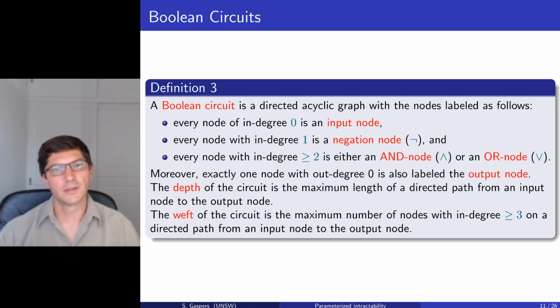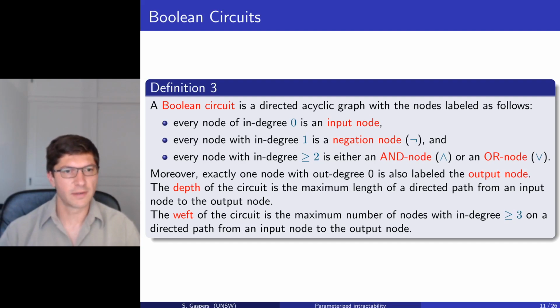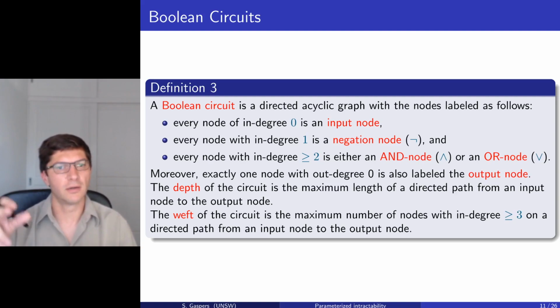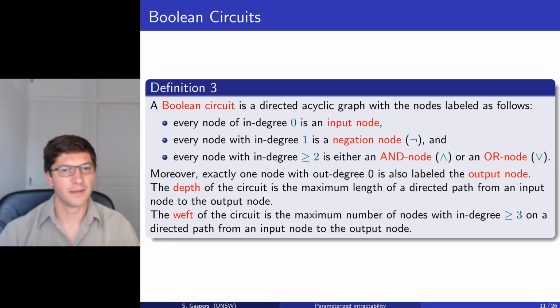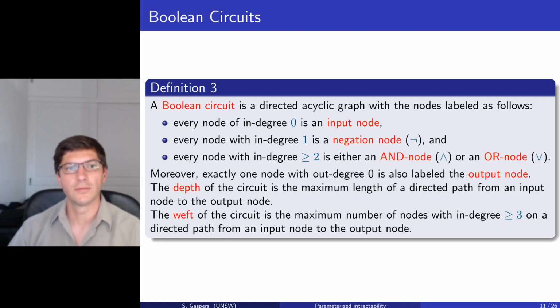Now the depth of the circuit is the maximum length of a directed path from an input node to the output node. Okay, so far everything is quite common. And now the special thing about these circuits is that the weft of a circuit is the maximum number of nodes that have in-degree at least 3 on a directed path from an input node to the output node. So if we look at all the paths from an input node to the output node, count the number of nodes with in-degree at least 3, and take the maximum over all of those, that gives us the weft of the circuit.